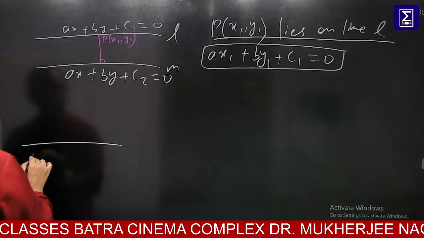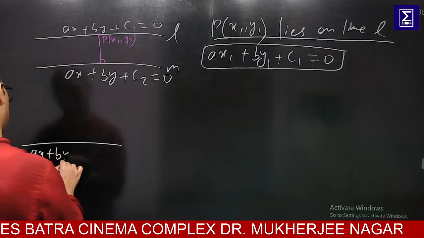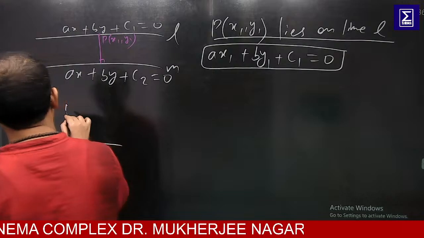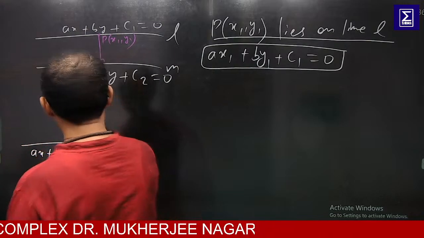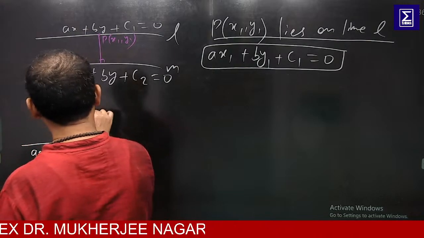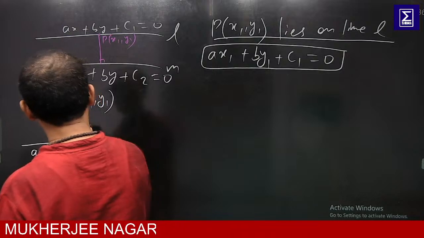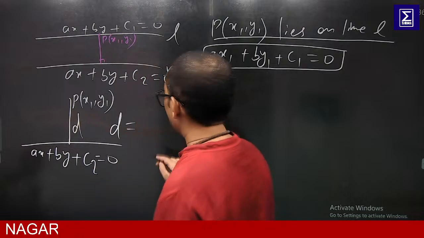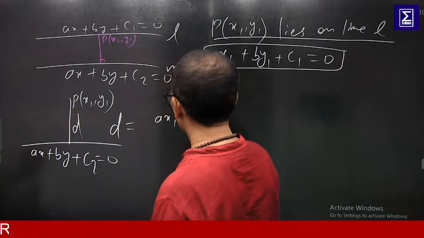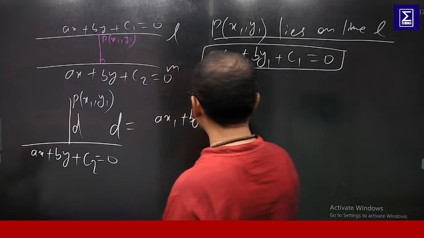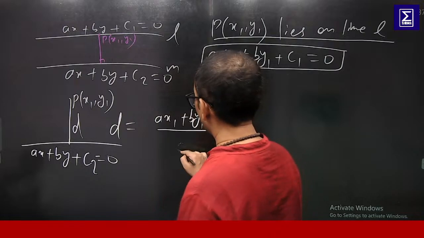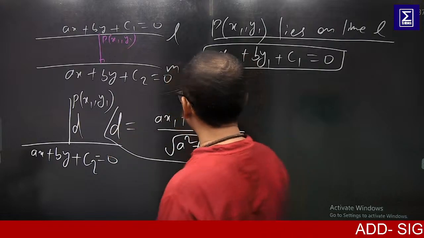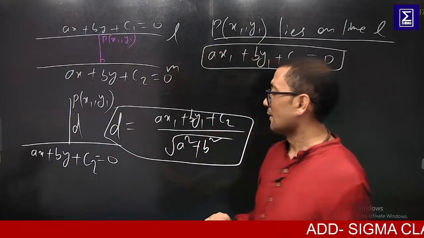So this is ax plus by plus c2 is equal to 0. This is the point P, and the coordinate of P is x1 comma y1. So this distance is d. So d will be nothing but |ax1 plus by1 plus c2| upon root under a square plus b square. This is what we have proved in the previous theorem.